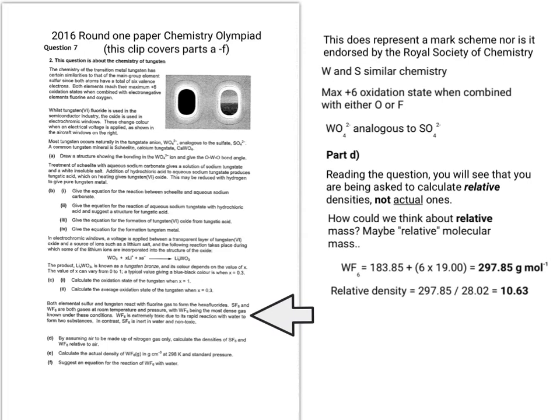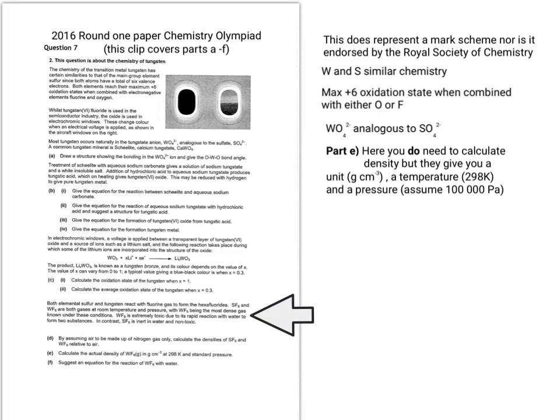Okay, moving on to part E, it says calculate the actual density of WF6 in grams per centimetre to the minus 3 at 298 K and standard pressure. So they're giving you some extra information. So you can assume that standard pressure means 100,000 pascals. So it shouldn't be too difficult to work out that this is going to be a PV equals nRT question, which we have done whether you're in the first year or the second year. I'm doing this particular clip at around January time, so usually most people have covered that in the first year by that point.